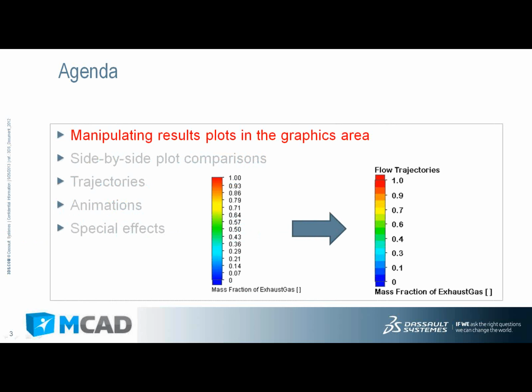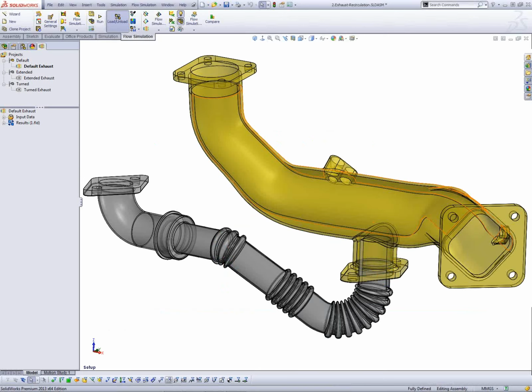Let's start by working with results plots in the graphics area. Many ways exist to customize and manipulate plots to allow you to clearly post-process and present your results. We'll focus primarily on the color bar and its settings to start things off. So let's switch over to the SOLIDWORKS interface.